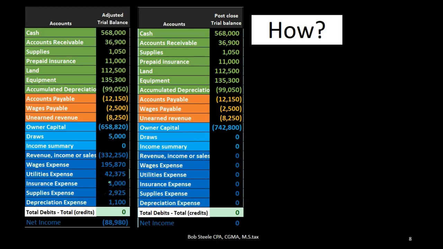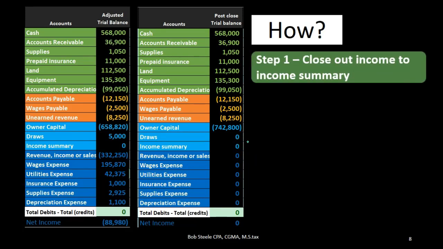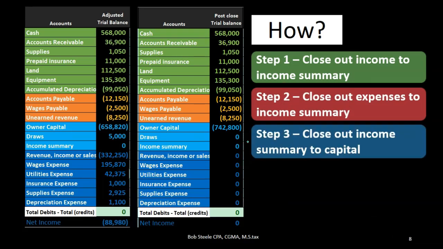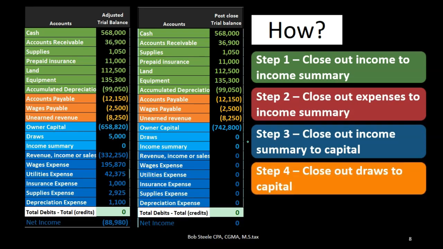So we have now converted the adjusted trial balance to the post-closing trial balance, closing out all the temporary accounts. How did we do that? We did step 1, close out income to the income summary. Step 2, close out expenses to the income summary. Step 3, close out the income summary, now having net income in it, to the capital account. And step 4, finally, closing out draws to the capital account.